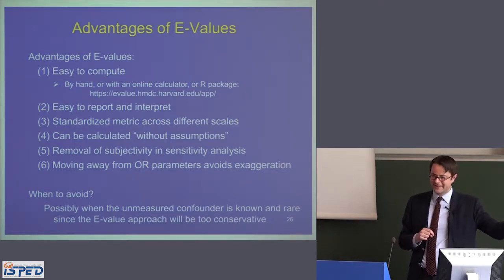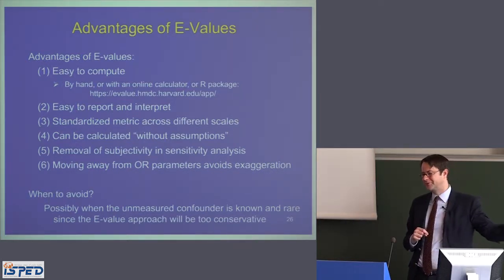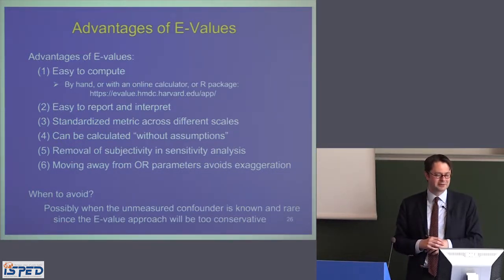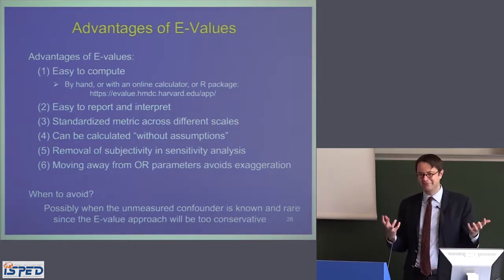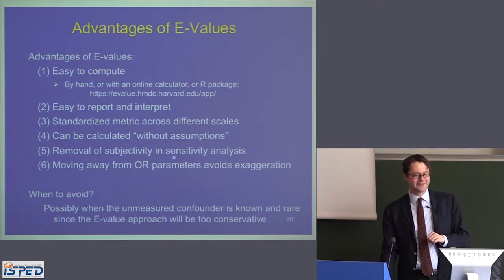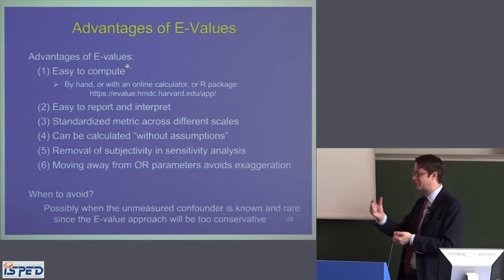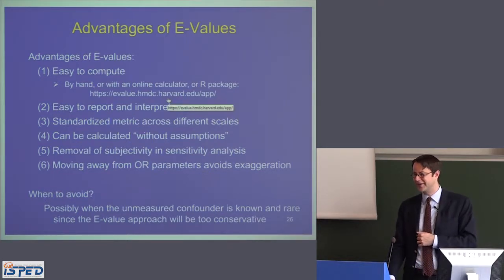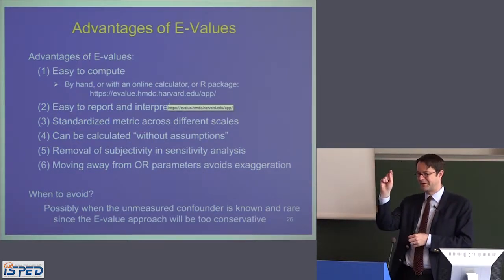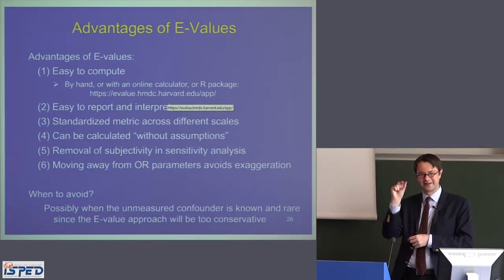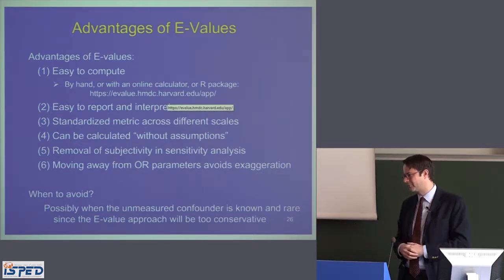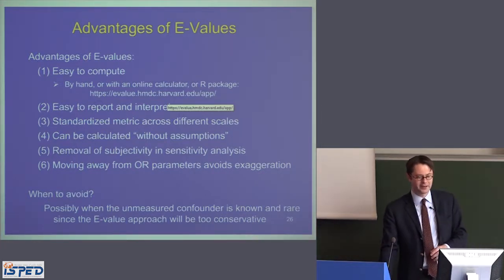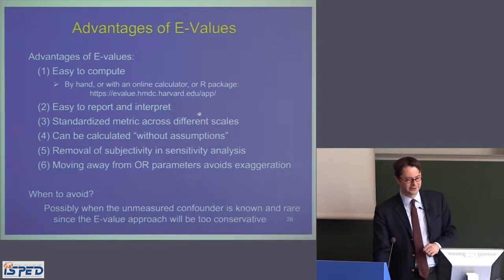So going back to the points I had made at the beginning, why people don't use sensitivity analysis: it's hard to do, it's hard to report, it's hard to publish. I think this e-value approach has a number of advantages. It's easy to compute. You can do this by hand with those simple formulas. If you don't even want to do it by hand, we have an online e-value calculator. You just put in your estimate, put in the confidence interval, and indicate the effect scale, and it does all the computations for you, produces an e-value for the estimate and the confidence interval. We also have an R package, which will do this also. So it's easy to compute.